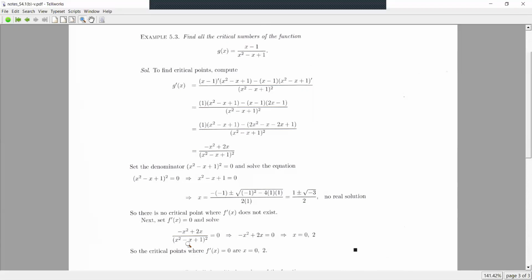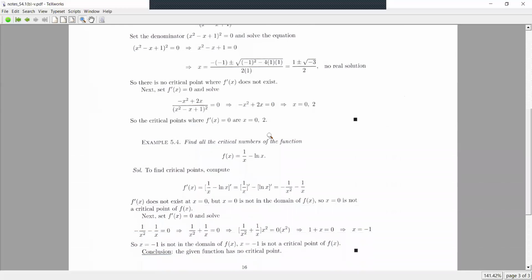Move the denominator to the right-hand side. Then I get this equation. Factor x out, then we can see that the solutions are 0 and 2. So critical points of this function are 0 and 2. At these 2 points, derivatives are 0. So this function has two critical points, 0 and 2.